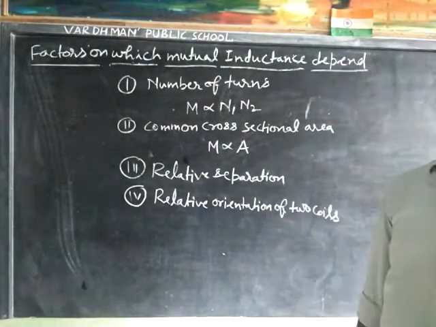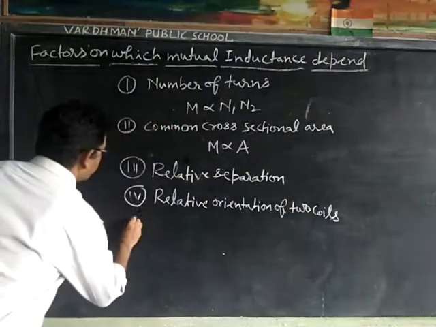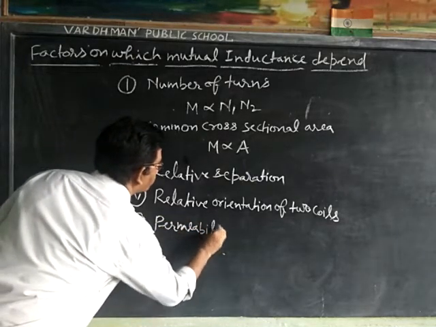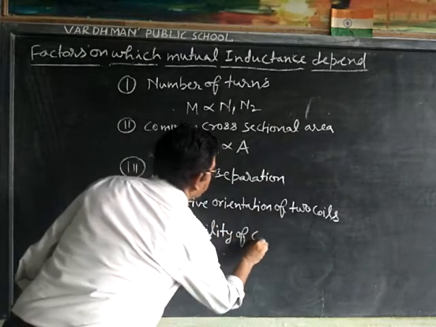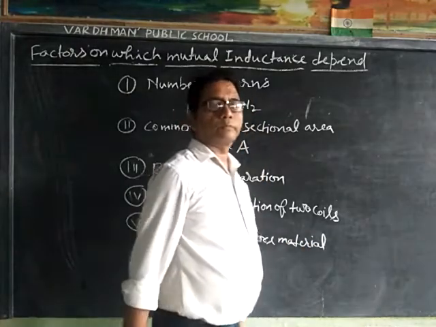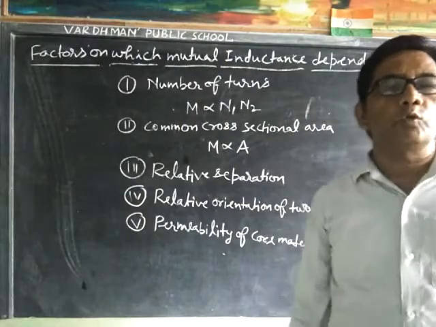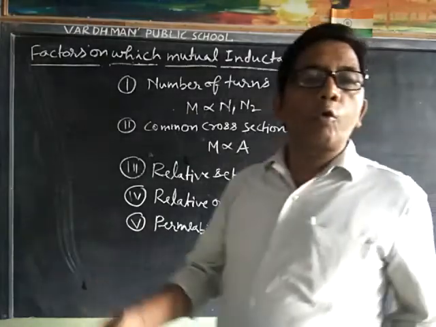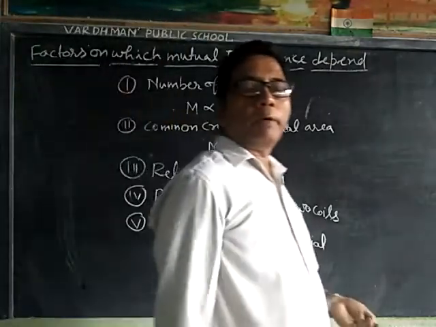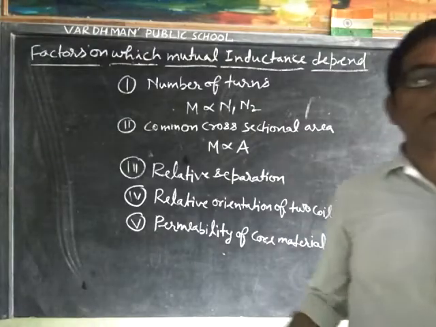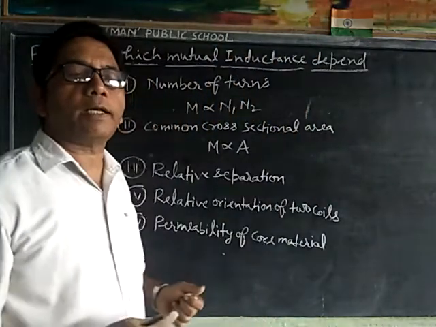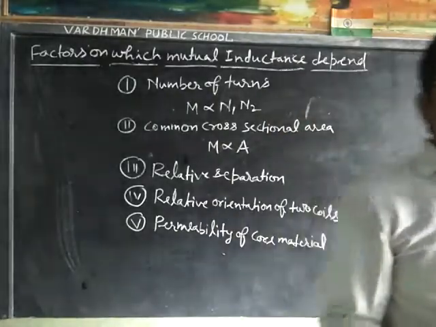Now next, permeability of core material. If two coils are wound over an iron core of relative permeability mu r, then their mutual inductance increases mu r times.